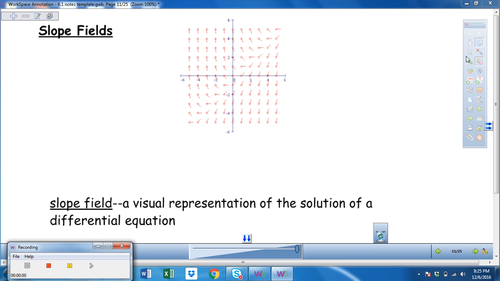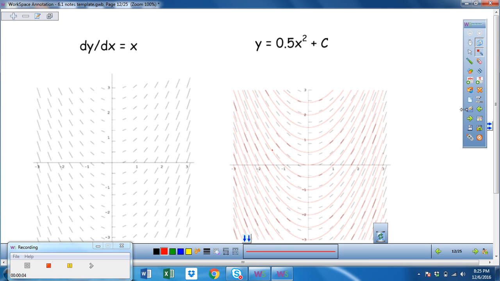Okay, so here's the second lesson in Chapter 6, and it's on slope fields. A slope field is a visual representation of the solution of a differential equation. Slope fields are a relatively new branch of calculus. When I was taking calculus, we did not have to do slope fields. What I want you to notice is that slope fields sort of give you the pattern for the way the slopes run in a differential equation.